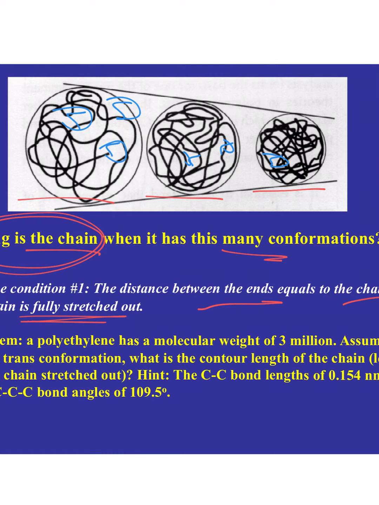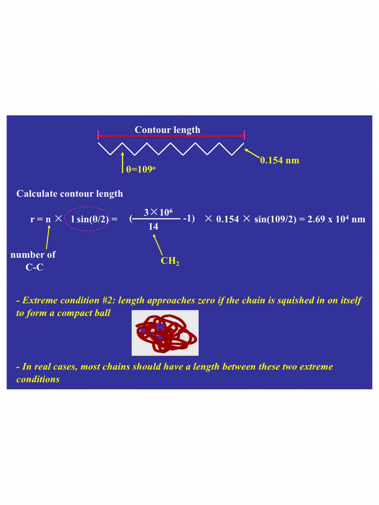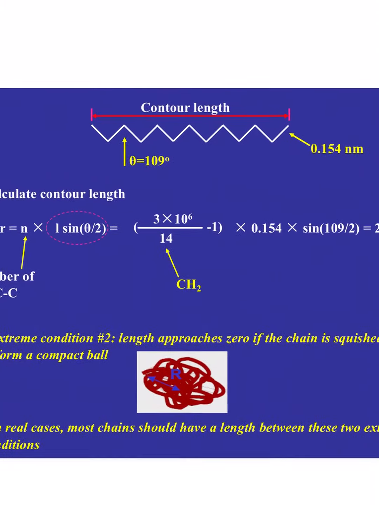So if we have a polyethylene with a molecular weight of 3 million, assume all trans conformation. What is the contour length of the chain? We know that the carbon-carbon bond lengths are 1.54 angstroms, and we know that the bond angles themselves are 109.5, so that's all still true. So then we can crank through this whole contour length, all right?